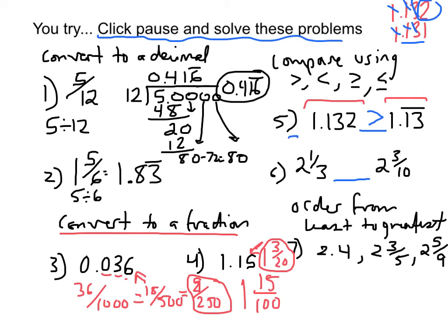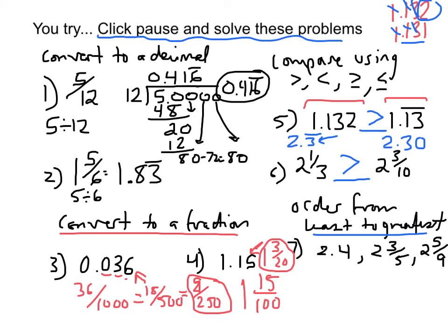Next, 2 1/3 is 2.3 repeating, and 2 3/10 is 2.6 repeating. Sorry, just 2.6. So no, 3/10. Let me back that up. 3/10 is 30, so it's 2.3. Okay, so 2.3 repeating and 2.3. That makes more sense. Well, this one has a repeating 3. This one has a terminating decimal, so it would have a 0 in the next place. So 2 1/3 would be just bigger. 2.3333 versus 2.3 would be larger. So greater than again.